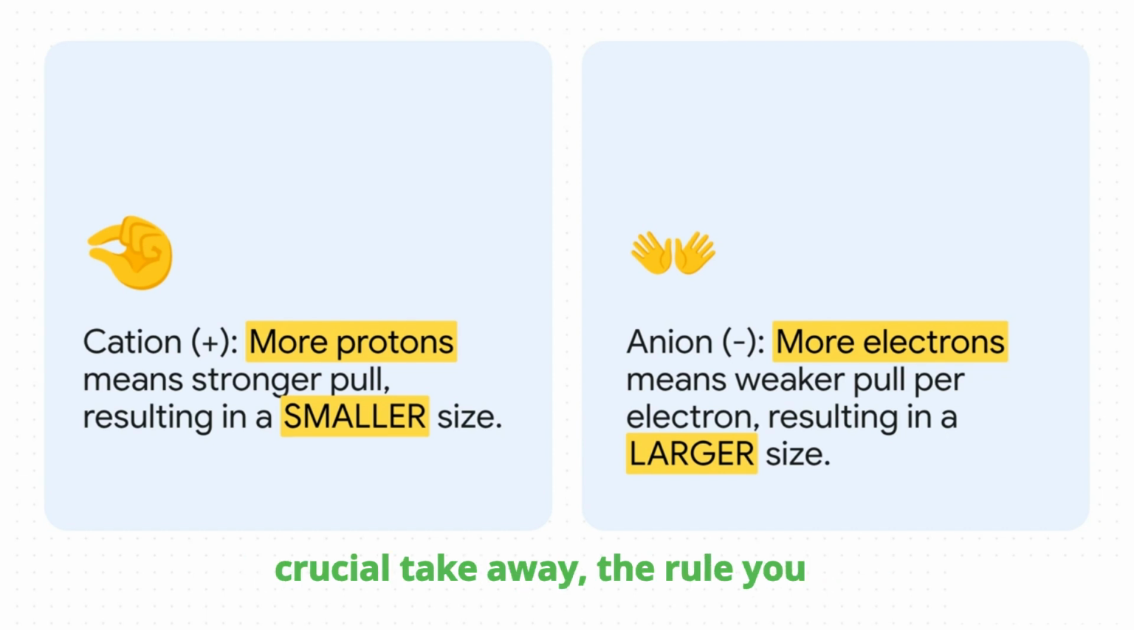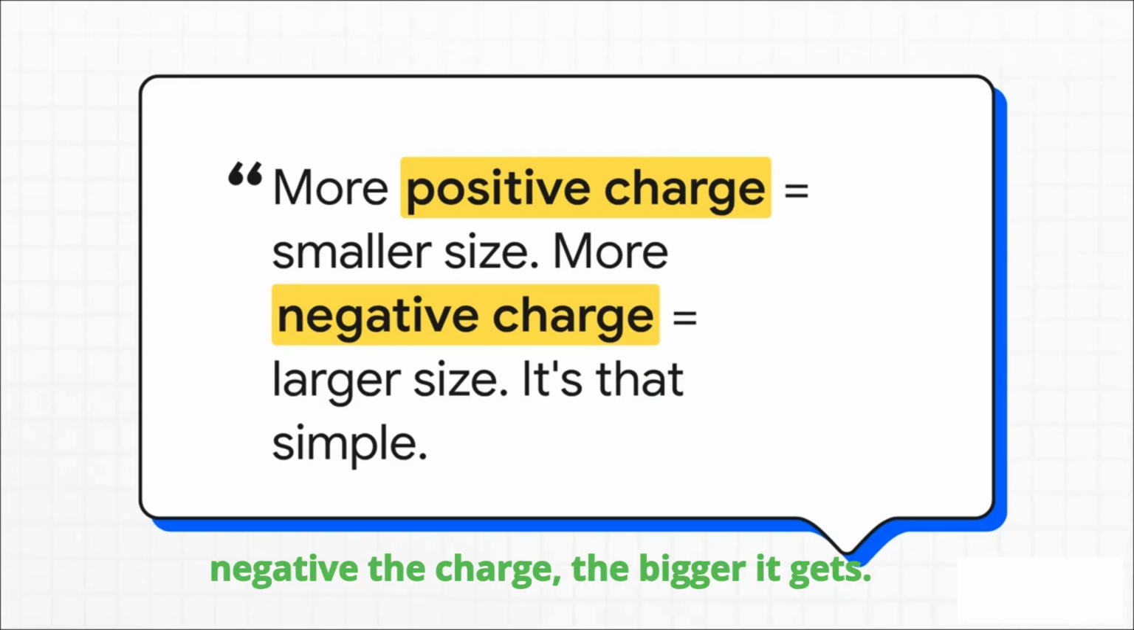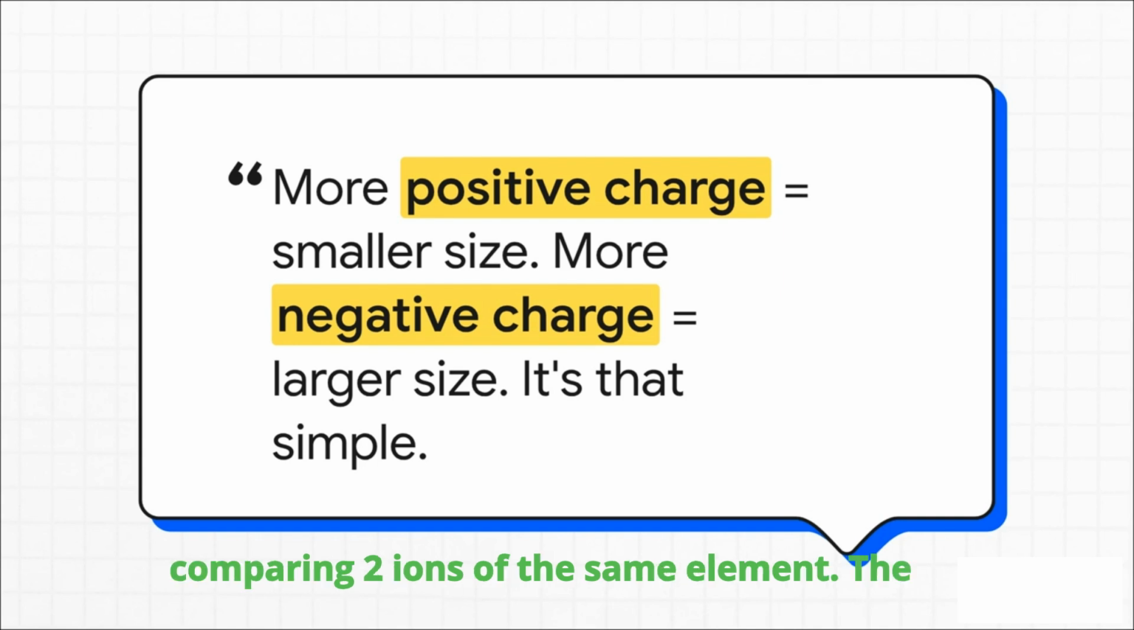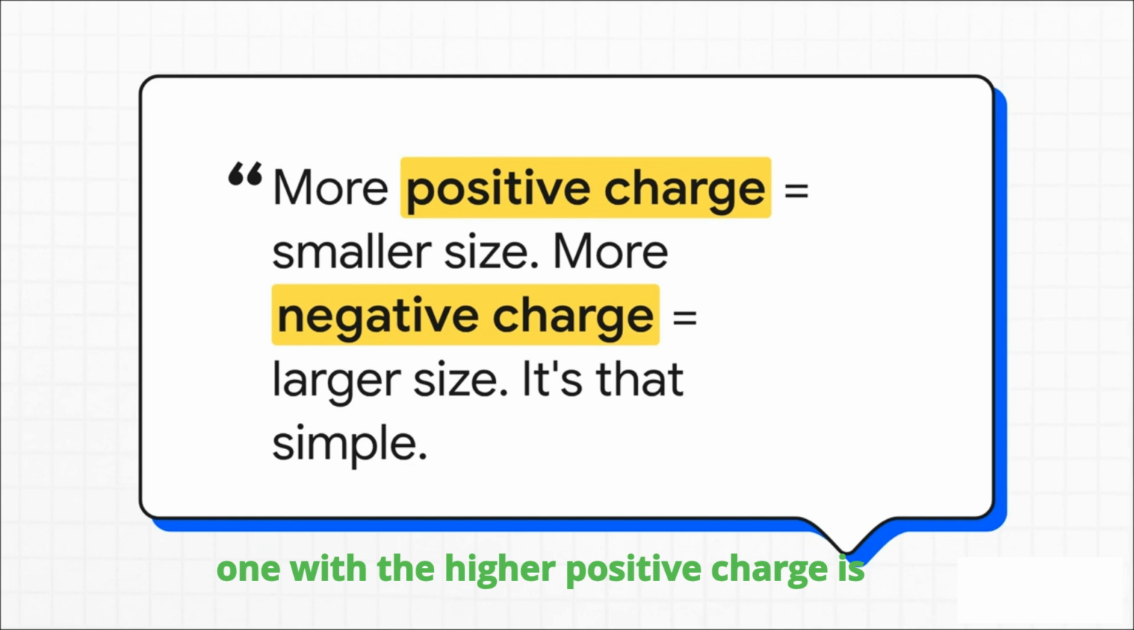So here is the crucial takeaway. The rule you can always count on. The more positive the charge, the smaller the ion. The more negative the charge, the bigger it gets. It is as simple as that. If you are comparing two ions of the same element, the one with the higher positive charge is always smaller.